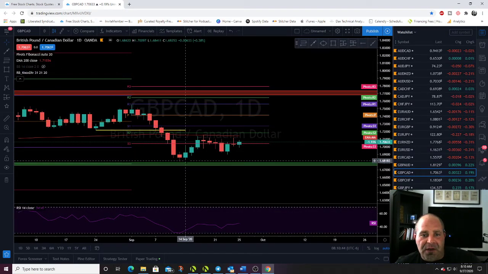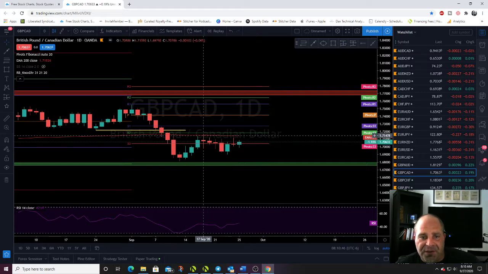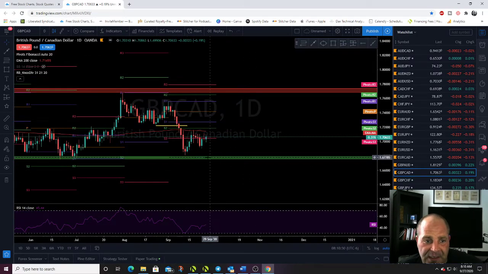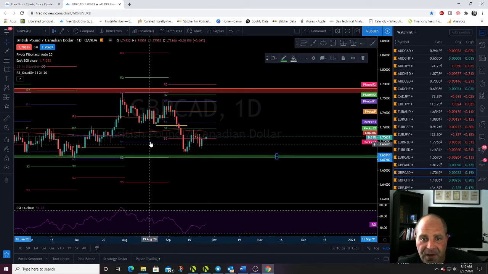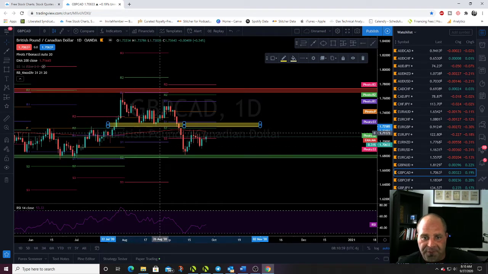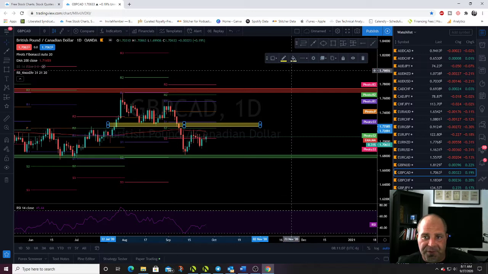GBP CAD. We dipped below S3. Now we've kind of hovered at the 200 period moving average there. If we come back down to this, I'm a buyer. Right now, let's just extend that out and make it a little bit more obvious what we're looking for. I don't think we're going to get all the way up there. Right now, we're kind of stuck below this 200 period moving average.